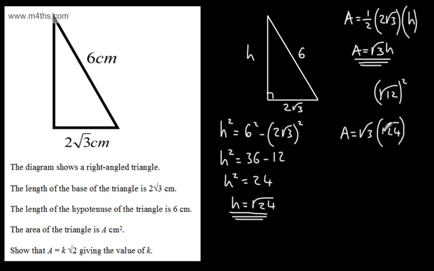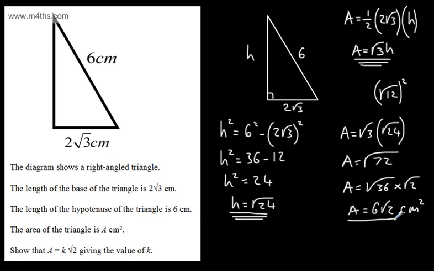What I'm going to do is simply multiply the two. We know that root a multiplied by root b gives us root ab. So this is going to give me 3 times 24, which is going to give me 72. I could write this now as 36 times 2, so root 36 multiplied by root 2, which is going to give me a is 6 root 2. So the area is 6 root 2 centimetres squared, and the value of k is 6.